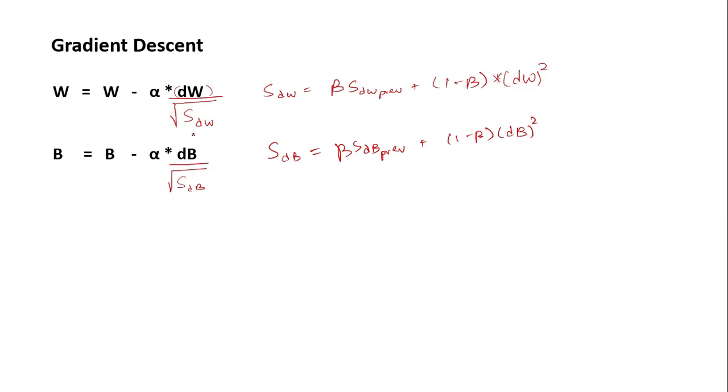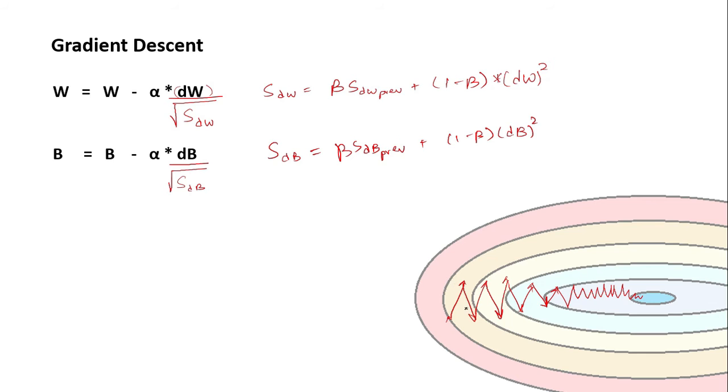Now let's see what will happen by dividing this term with the square root of SdW. In mini batch gradient descent, as the steps follow this zigzag path, it takes a big movement in the vertical direction while a very little movement in the horizontal direction. Let's say the vertical direction is the direction of W and the horizontal direction is that of b. Here I'm assuming that W is a single parameter and not a matrix of parameters, and similarly b is a single parameter and not a matrix of parameters.